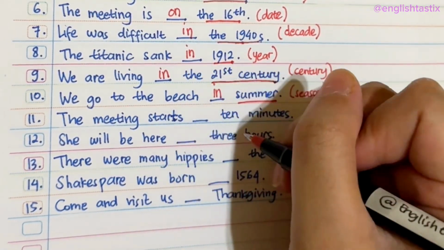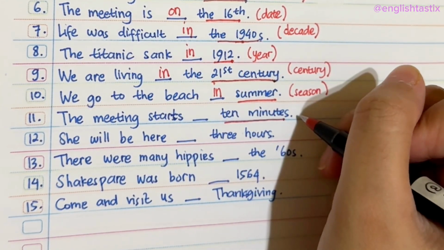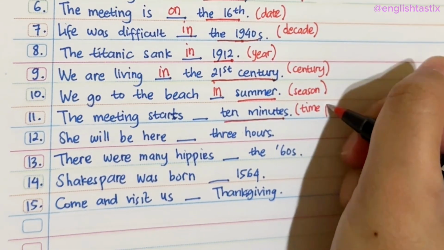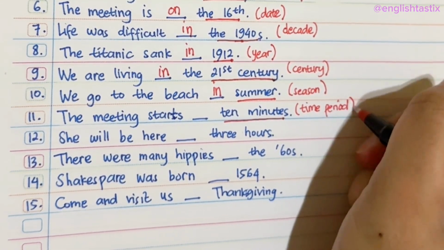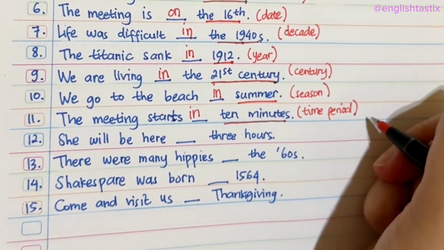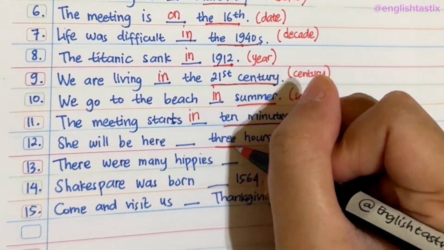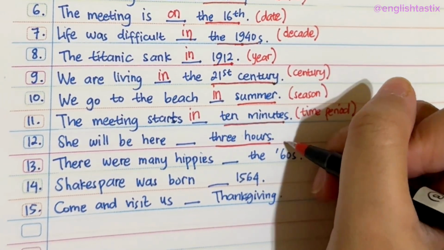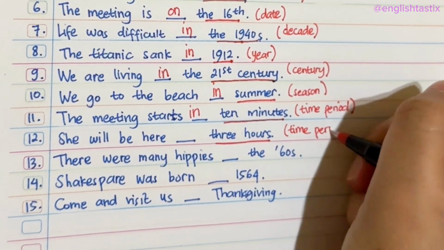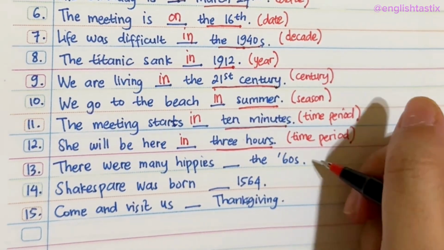Next, the meeting starts blank 10 minutes. The keyword here is 10 minutes. 10 minutes means time period. Alright? So we use in. The meeting starts in 10 minutes. Next, she will be here blank 3 hours. The keyword here is 3 hours. It means time period again, okay? So we use in. She will be here in 3 hours.